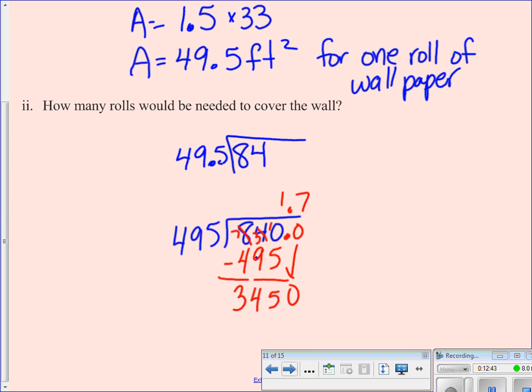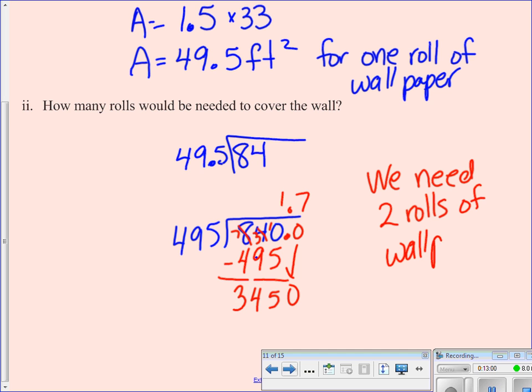I can't even round down. Not roll down. Round down. And we will have some left over.